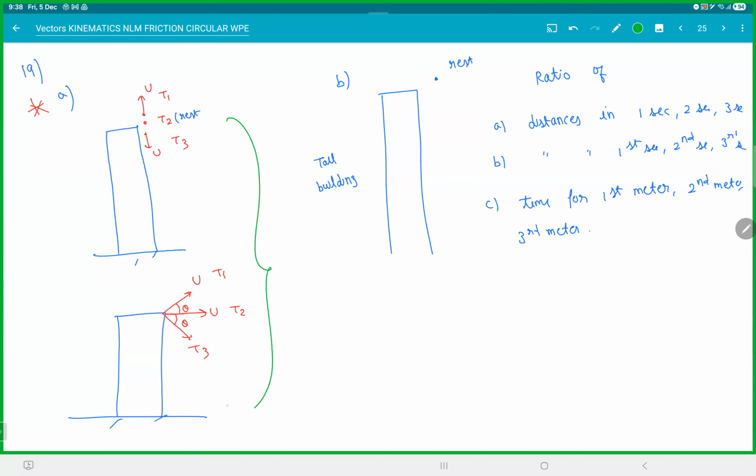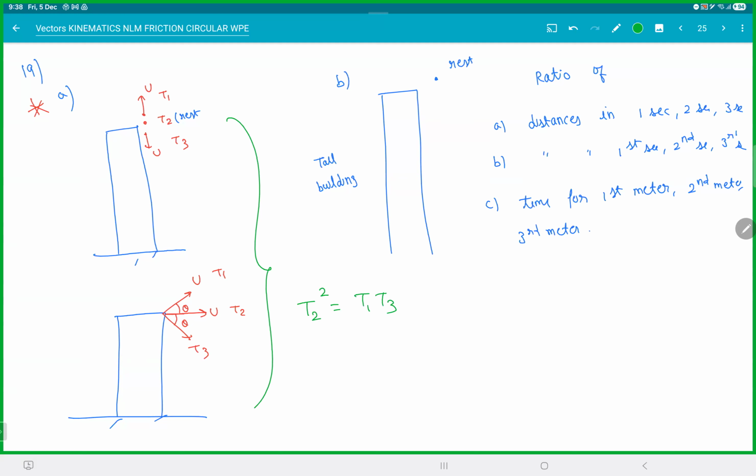You should know the result. You won't have time to derive this. T2 square will be T1 times T3, independent of theta. So do remember that result. You can prove it, but it'll take time. That's a standard result.